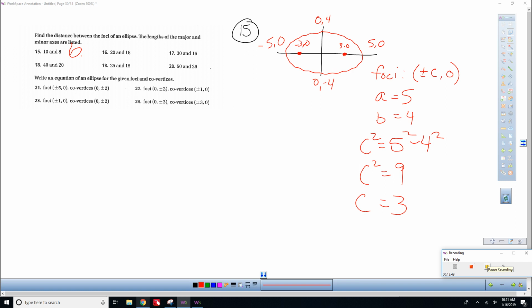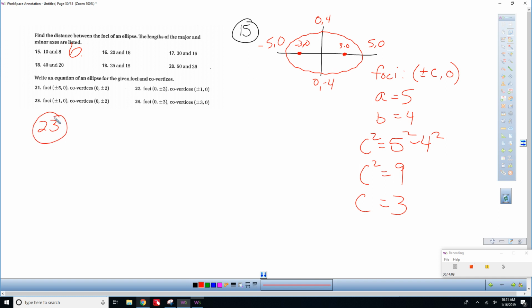So hopefully you could do number 20. If not, just ask. I'll do another one. I want to get this video going. So let's go ahead and do number 23. Write an equation of an ellipse with the given foci and co-vertices. Again, when in doubt, make a picture of it.